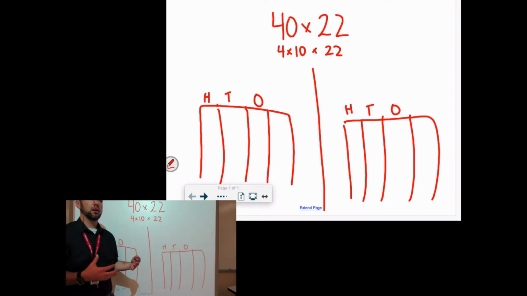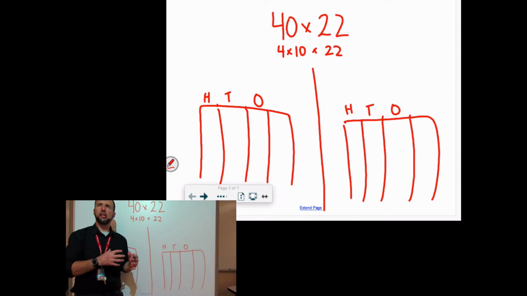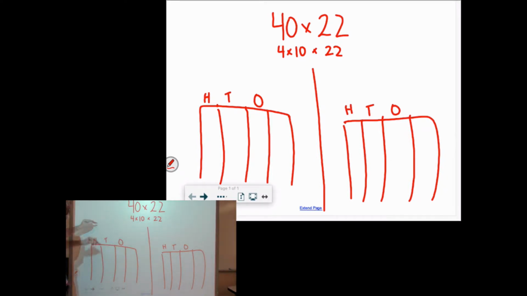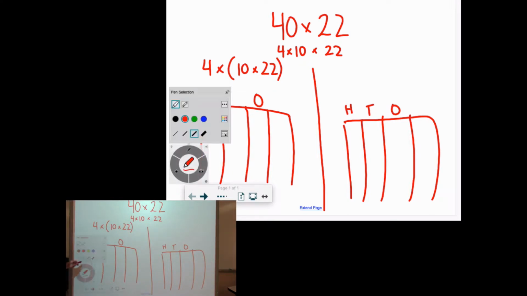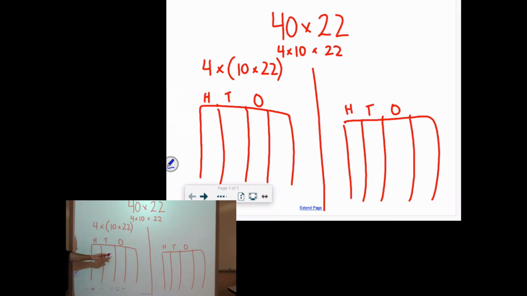We know about the commutative and the associative properties of multiplication, so I can switch some things around to make it easier if I need to. For example, I could think of this as 4 times 10 times 22. So what does that mean? Well, I'm going to use my place value chart to help me out. I'm going to grab a different color and put some dots in here to represent my number 22. I'm starting over here, so I would have 2 ones and 2 tens.